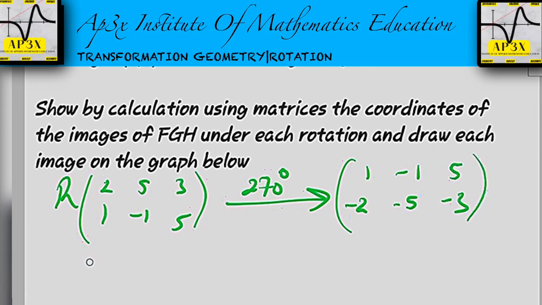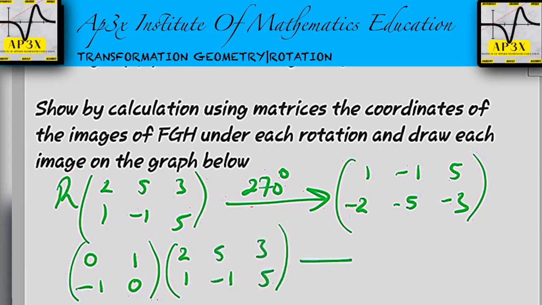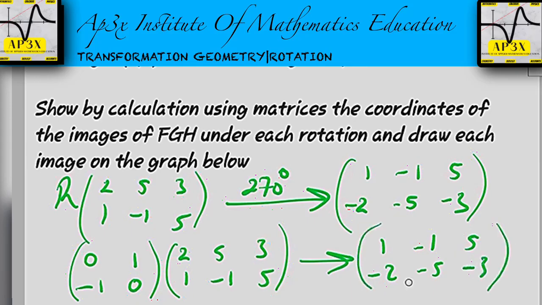Of course, you can do the same thing here. The matrix is going to be 0, 1, minus 1, 0, and therefore then multiply by 2, 1, 5, negative 1, 3, 5. Which will then produce the same result as 1, negative 2, negative 1, negative 5, and 5, negative 3. So again, if you know about matrices row by column, you will realize that it produces the same result here.